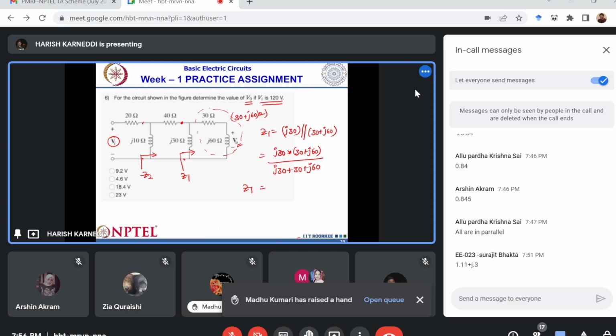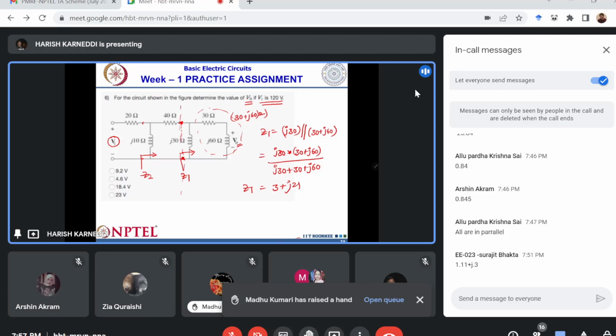30J into 30 plus 60J by 30J plus 30 plus 60J, which is 3 plus J21. This 3 plus J21 means the impedance across these terminals is 3 plus J21. I'm just redrawing.